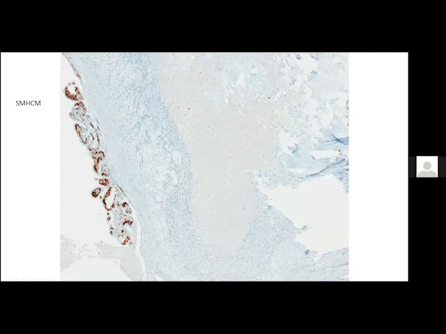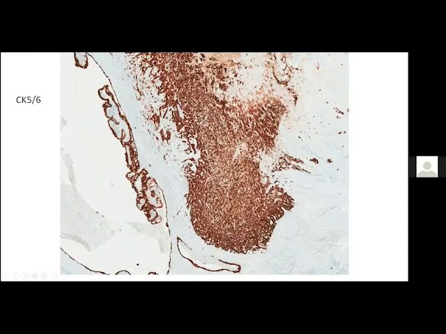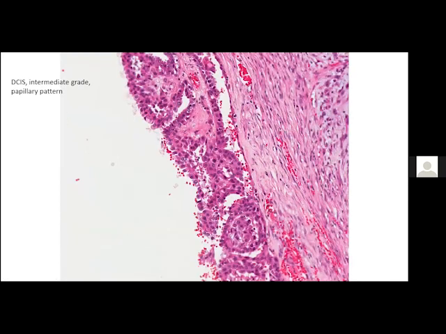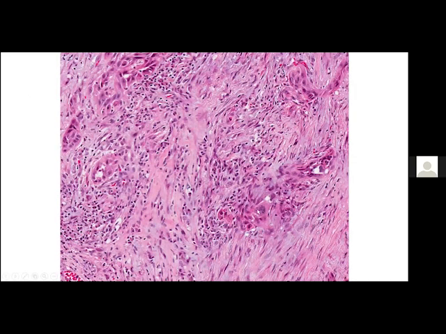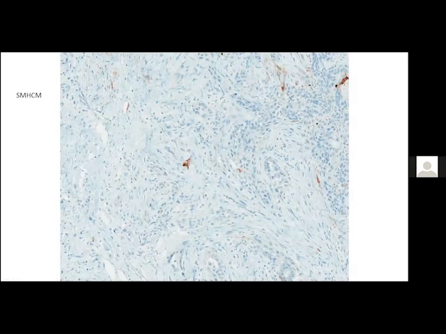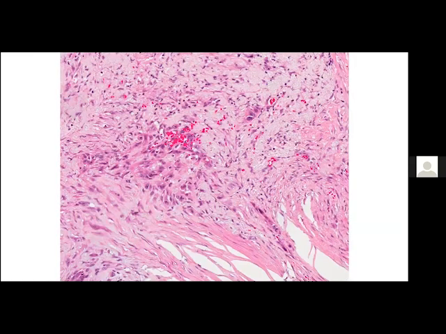This is the smooth muscle myosin heavy chain, which shows absence of a peripheral layer. And there's preservation in this area of papillary DCIS. This area, the tumor was strongly CK5-6 positive, and there's the associated intermediate grade DCIS. And this is another part of the tumor showing more infiltrative growth. At higher power, the cytology was quite pleomorphic. There was no myoepithelial component. And here's some more of the atypical cells that look rather squamoid.